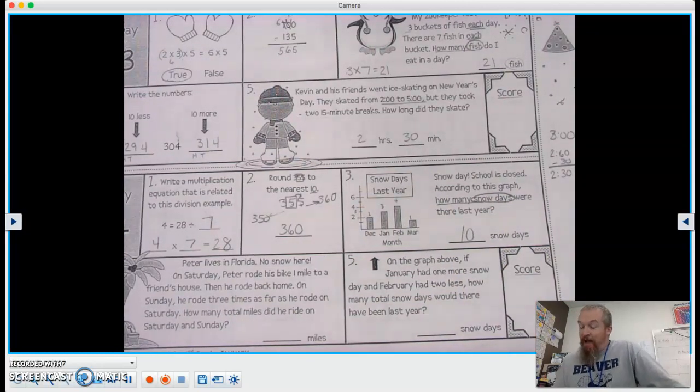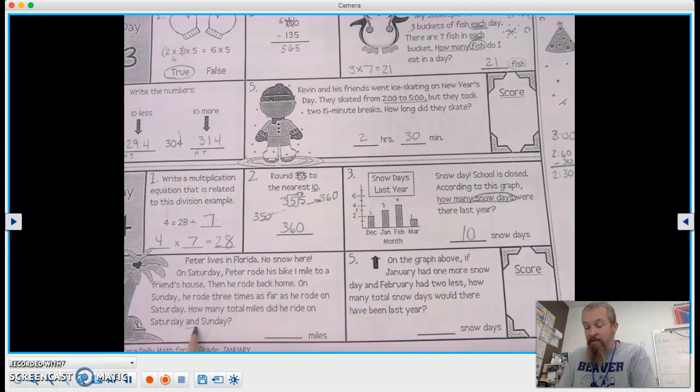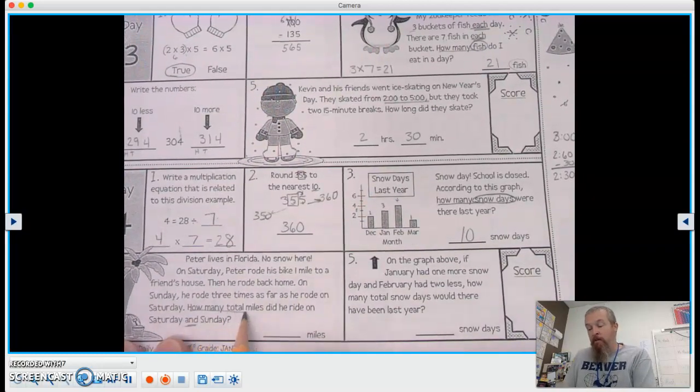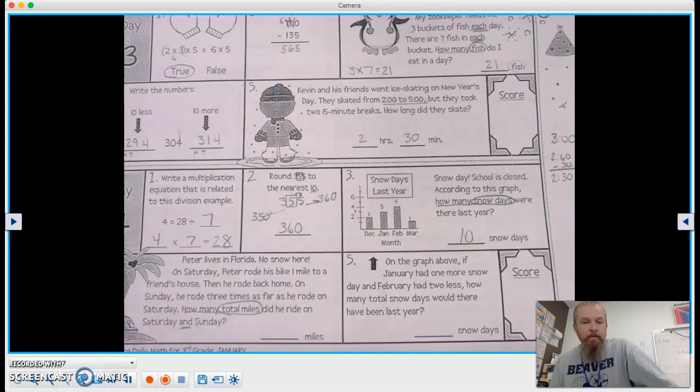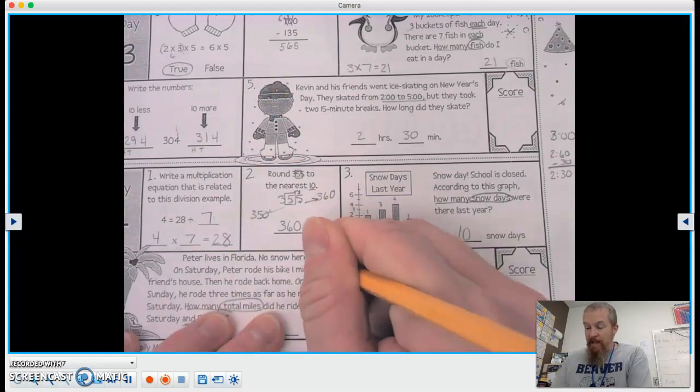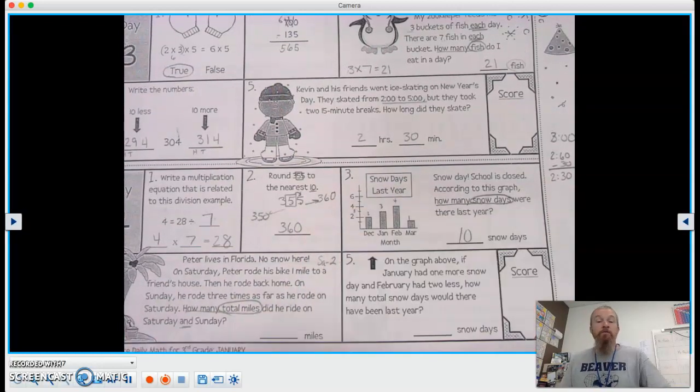Peter lives in Florida. No snow here. On Saturday, Peter rode his bike 1 mile to a friend's house. Then he rode back home. On Sunday, he rode 3 times as far as he rode on Saturday. How many total miles did he ride on Saturday and Sunday? So I see how many, and I see total miles. So let's see, how many did he go on Saturday? So he rode his bike 1 mile to a friend's house, and then he rode back home. So if it's 1 mile one way, and he comes back home, then it's 2 miles, right? So for Saturday, he rode 2 miles.